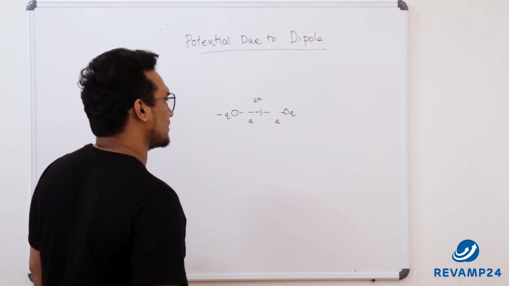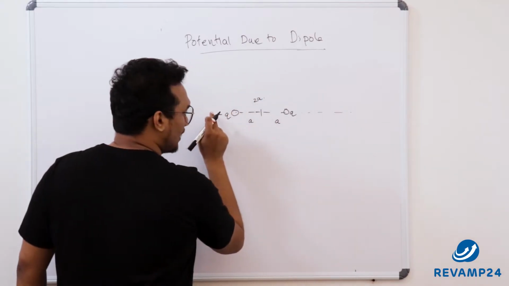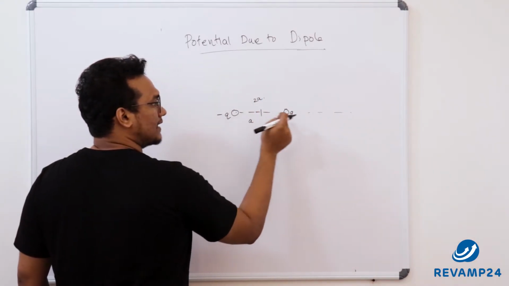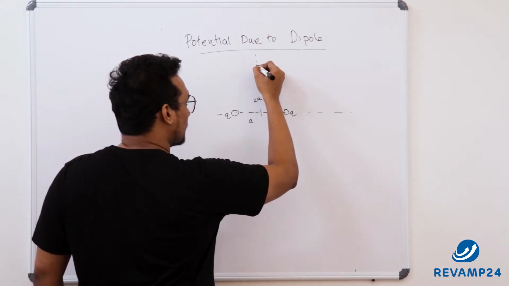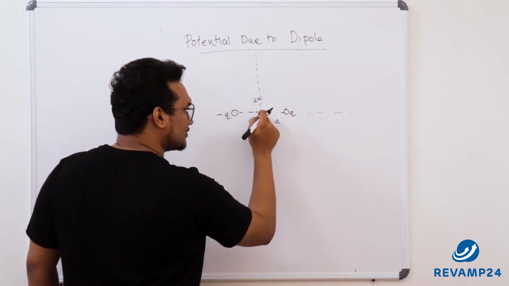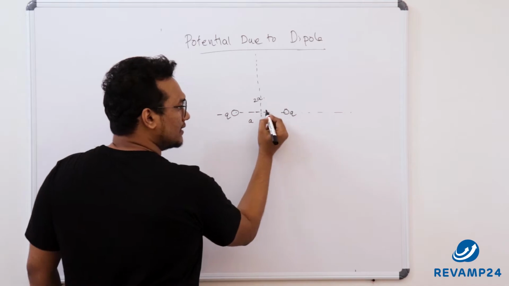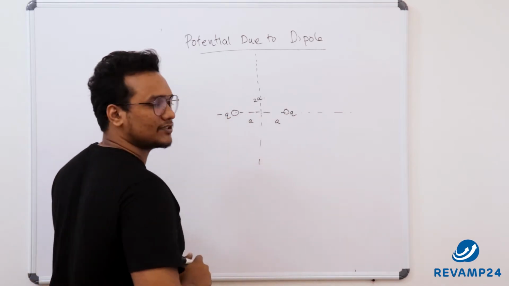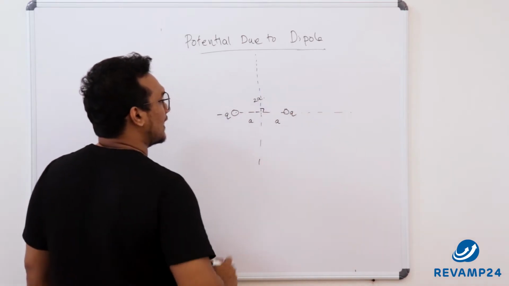Now the three positions: one is on the axial line, that is the line passing through negative and positive q, and another is the equatorial plane, that is perpendicular to the line passing through the center and perpendicular to the line connecting minus q and plus q. So this is the equatorial line, this is the axial line.